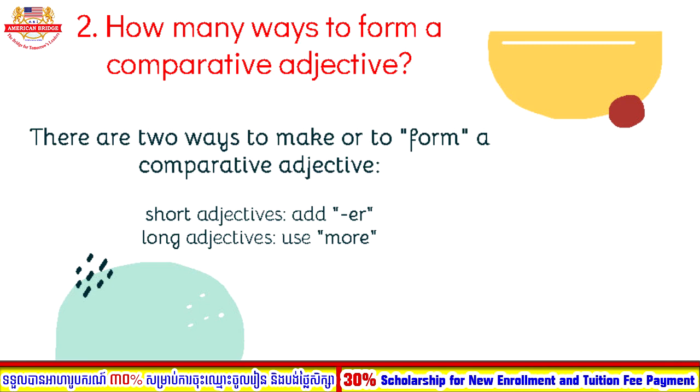Okay. So for example, bigger than. I can say, my table is bigger than yours. Okay, so bigger, then we have to add than after the adjective. So this is the way to compare, how to write the comparative adjective in sentences.